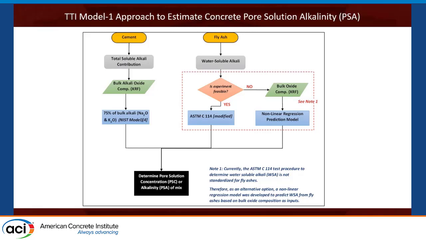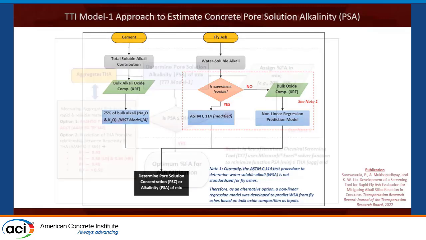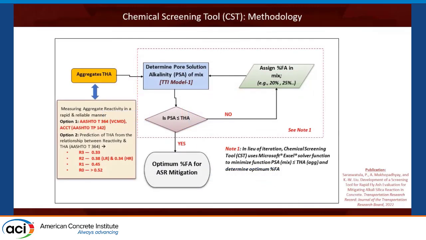Here is a flowchart to show the same process again. Cement and fly ash, and finally we determine the pore solution alkalinity using TTI Model-1. Again, this is available as it's published. And the second part is, once we determine aggregate THA with one of the processes, then we use this tool we developed as a plugin for Excel. It optimizes based on the PSA and THA relationship.